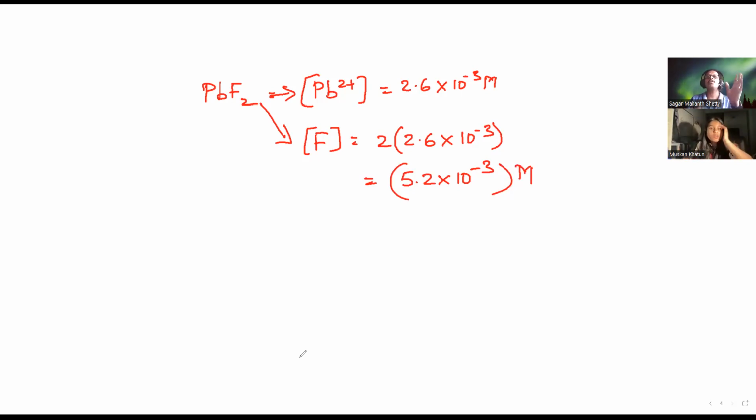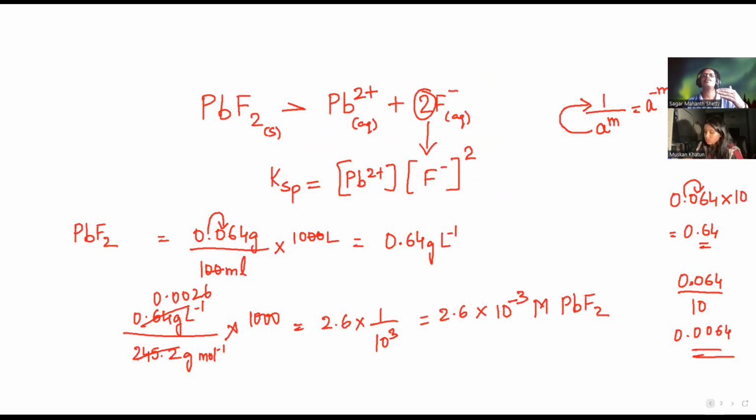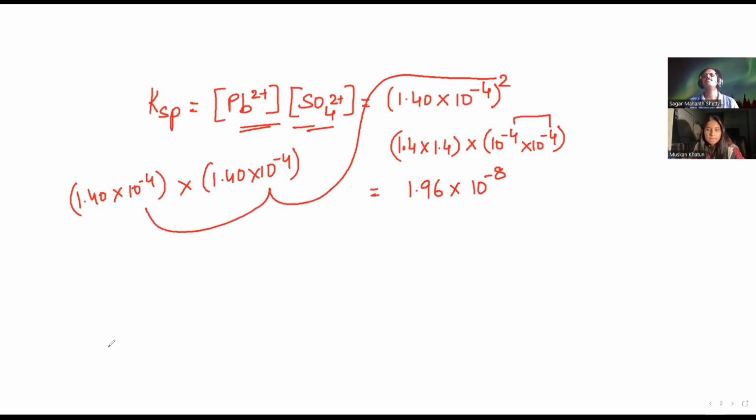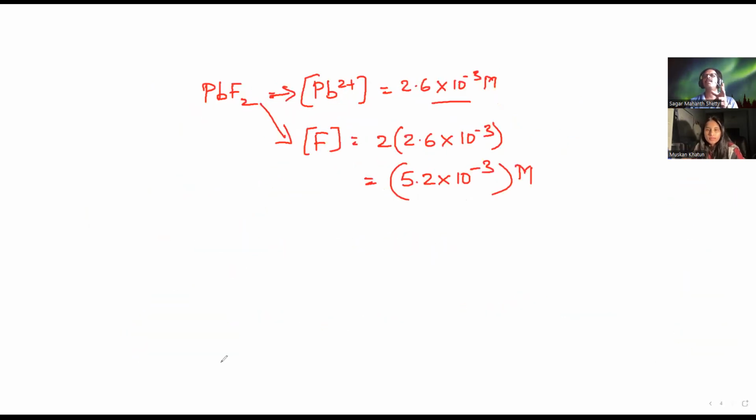We still have to go through the end values, because these are individual values still. Let me go back to the previous question. If you see here, lead and sulfate both had the same values. So basically, this would have been written like this: 1.40 into 10 to the power minus 4 times 1.40 into 10 to the power minus 4. Because they were of the same values, I had to raise it to the power of 2. Here I don't have that option because the values are different, isn't it? Lead has a different value. Fluorine has a different value here. So now I have to individually multiply them.